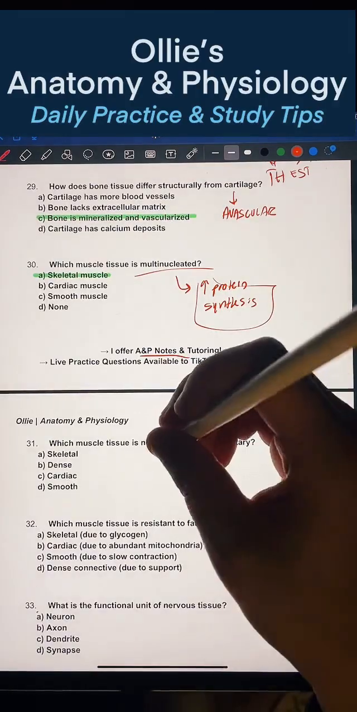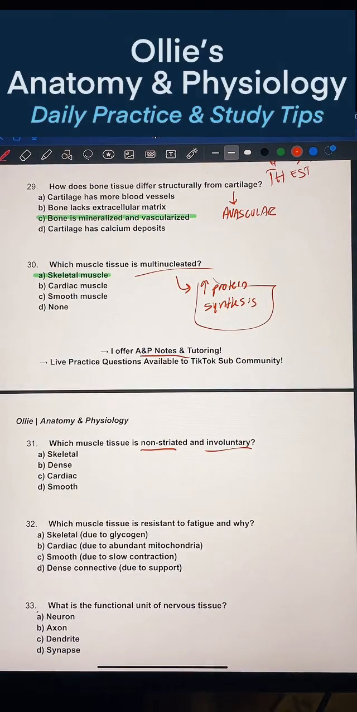What muscle tissue is non-striated and involuntary? I kind of mentioned this a little bit earlier. A, B, C, or D.